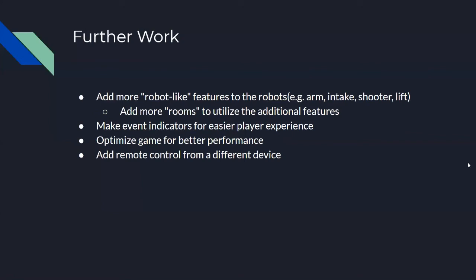Some further work that we can do on our project is to definitely add more features to our robot, like an arm, or a mechanism to intake and shoot balls, among other things. And we'll add more rooms in our simulator in order to utilize those features. We can also add more indicators for when events occur in the game, so that players can easily tell what's going on, like adding a glowing particle effect or sound for when a goal is scored. We should definitely optimize it as well, since the frame rates right now are a bit of an issue. And we can also add remote control from a different device, which was the original plan.